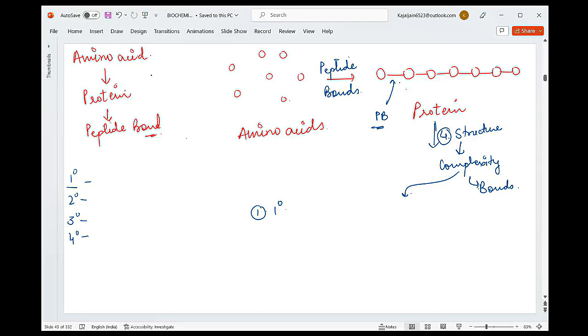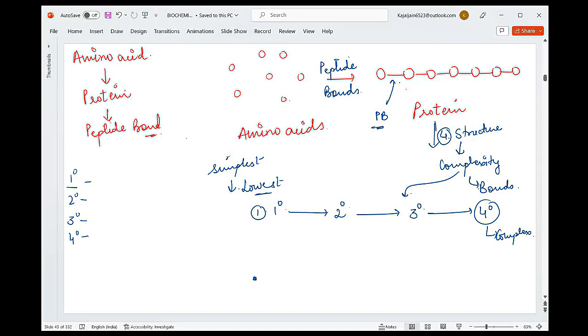So first we have the primary structure getting converted into secondary structure, secondary into tertiary, and tertiary into the quaternary structure. This is of your lowest complexity, or I can say the simplest structure is here, and this is your most complex structure, highest complexity. So going from left hand side towards right hand side, I am increasing the complexity. This increase in the complexity is because of the type of the bonds that are getting formed.